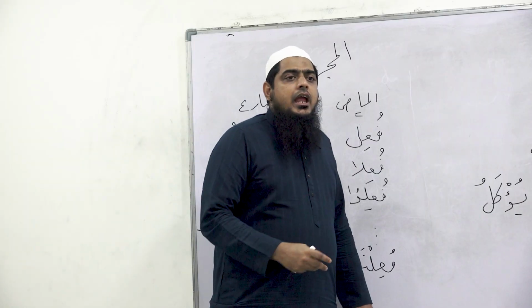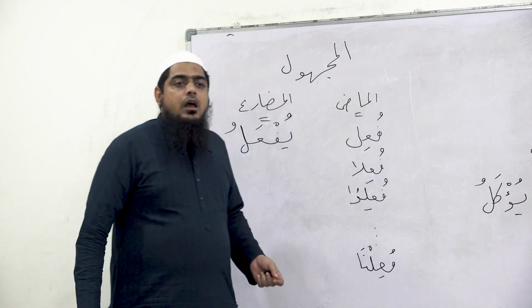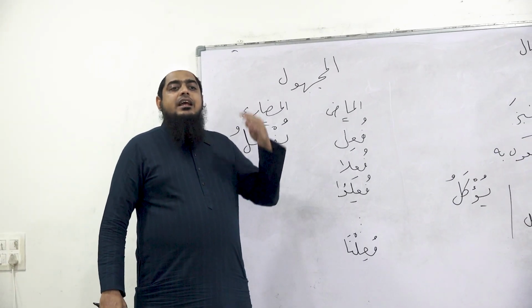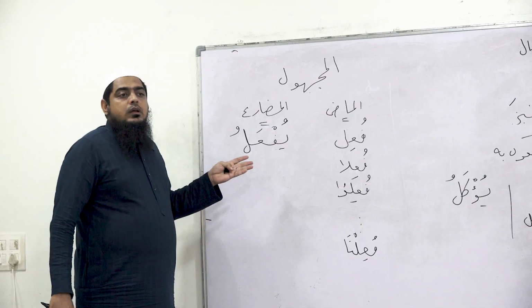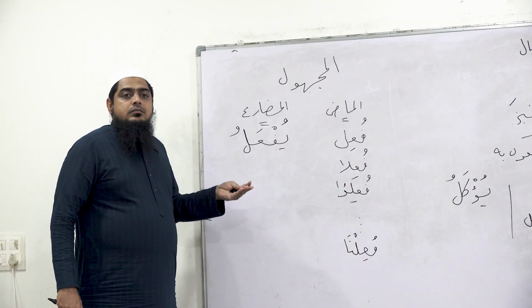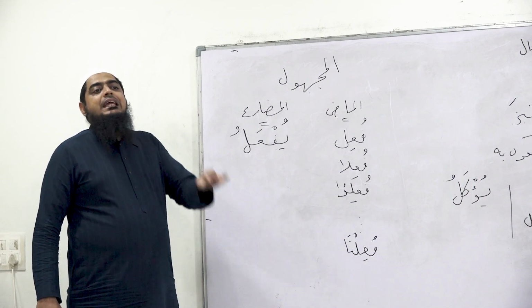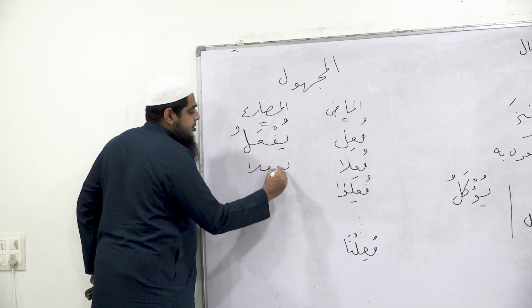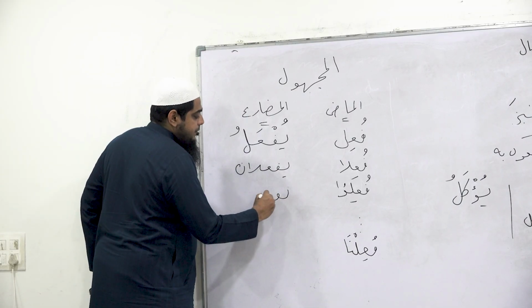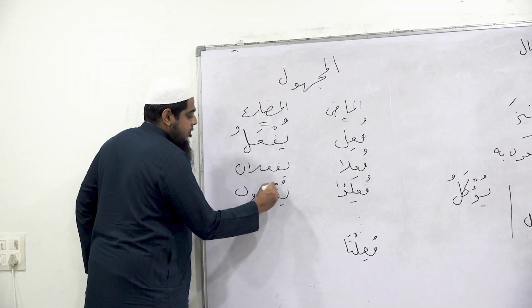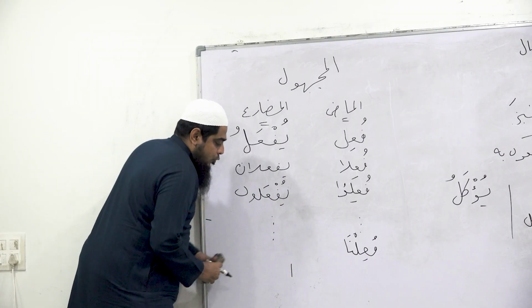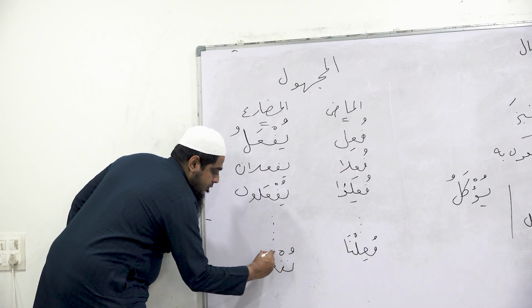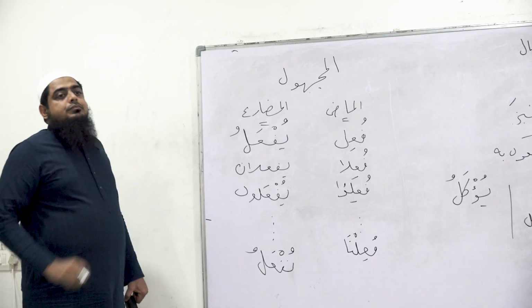For example, now I am saying ukila. What's the meaning of ukila? Eaten. Ukila, they both eaten. Ukilu, they all eaten, like that. Yuf'alu, it will be eaten. They both will be eaten, like that. Yuf'alu, if'alani, yuf'aluna. What will come at the end? Nuf'alu.